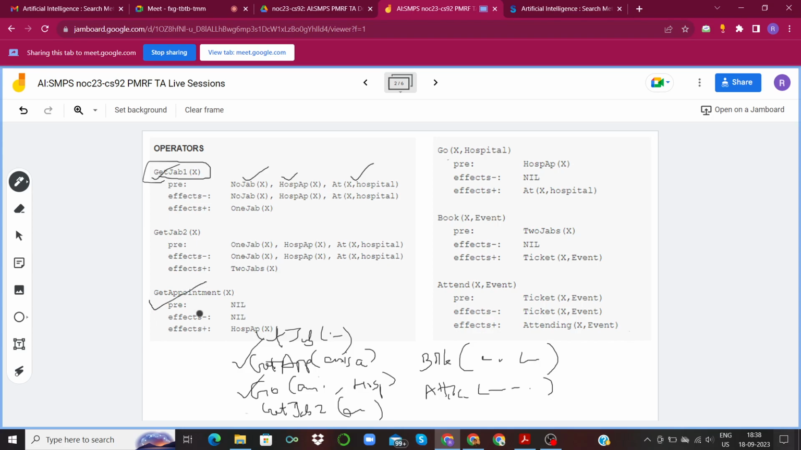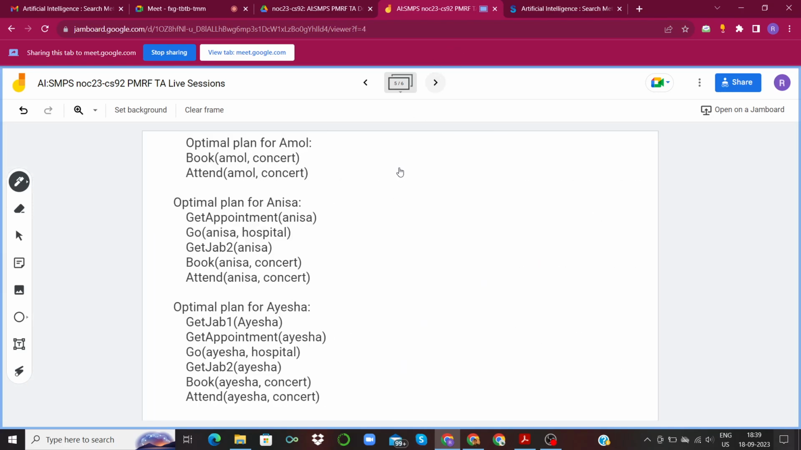So then again, Aisha will have to do a get appointment to get a hospital appointment. She will have to use the go operator to go to the hospital physically, and then she will have to use the get jab 2 operator to get the second dose of vaccine, and then two jabs Aisha will be added to the state, and these will be one jab X, hospital appointment X, and at X comma hospital, where X is Aisha. These will be removed from the state.